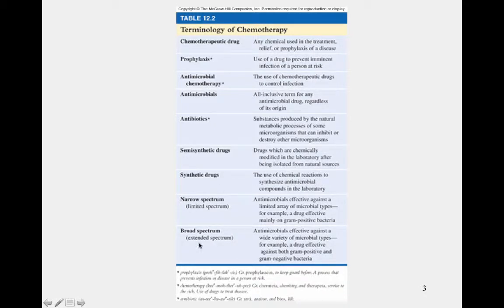And then we have narrow versus broad spectrum, as you will see some drug classes or some specific drug names are classified as narrow spectrum, meaning that they are solely effective against a limited grouping of microbe types, for example, maybe only effective against gram-positive, versus broad spectrum drugs, which would more widely treat multiple types of infections, say those associated with having a gram-positive or a gram-negative cell wall.